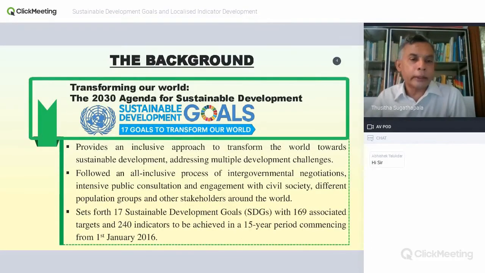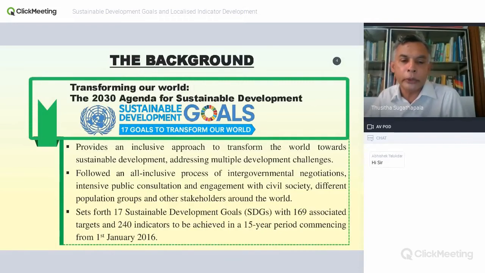When you look at the 2030 agenda, basically it talks about an inclusive approach to transform the world. There are two keywords here, inclusive and transform, by addressing multiple development challenges. That is the basis when you look at the process of developing SDGs, which was different from the MDGs, the Millennium Development Goals, which were basically governed by government intervention. Here, it is an all-inclusive process where many stakeholders throughout the world took part for several years, and the final result is this 2030 agenda and subsequently these goals.